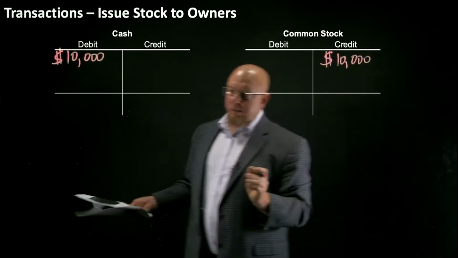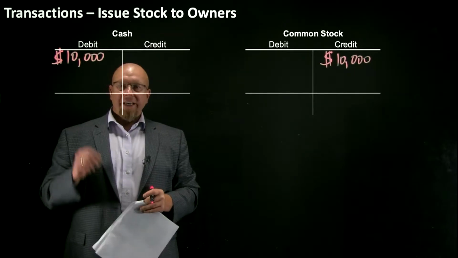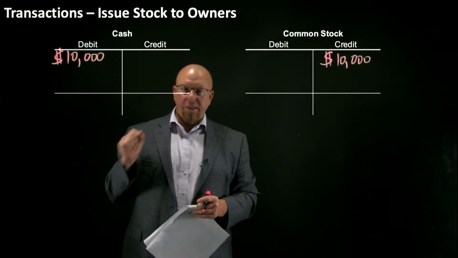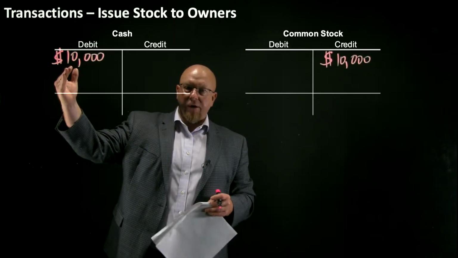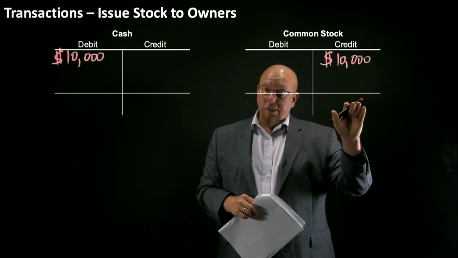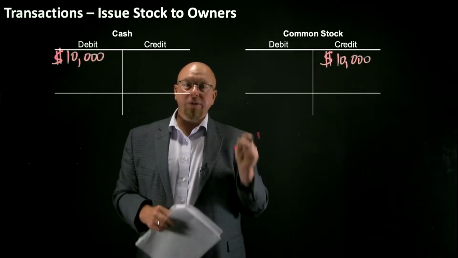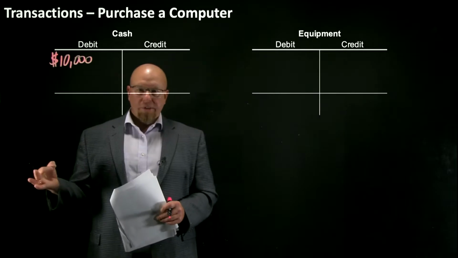Remember, debit doesn't necessarily mean plus or minus. Credit does not necessarily mean plus or minus. It depends upon the type of account to which you are applying the debit or credit entry. A debit makes cash asset account increase. A credit, on the other side of that equal sign with the accounting equation, a credit makes the common stock owner's equity account increase. Now we're going to use some of that cash to purchase the computer.